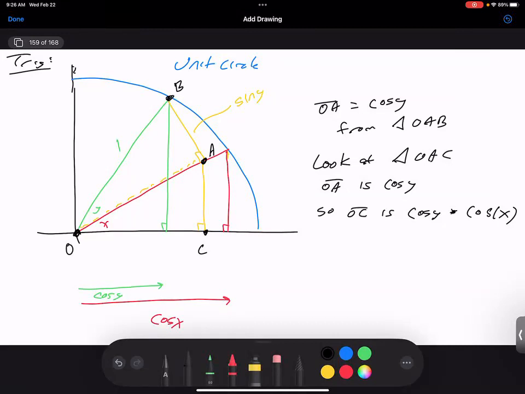Oops, I have one typo here. Sorry, this is not cosine of y. What is this the cosine of? This is the cosine of x plus y. This distance over here, I'll call this point D. That's the cosine of x plus y. It's OA, that's the cosine of y. So do we know enough to calculate the cosine of x plus y?